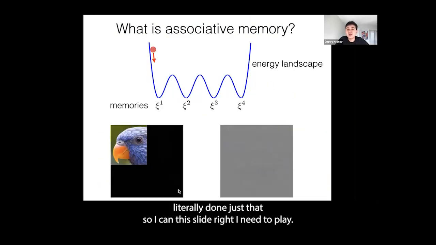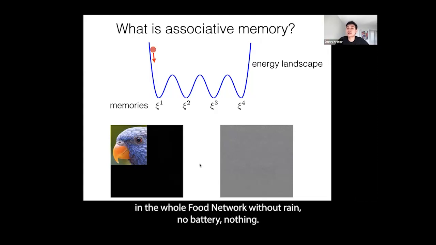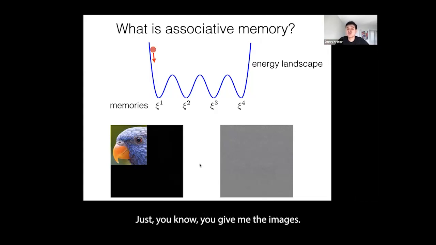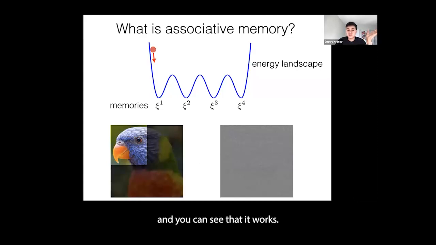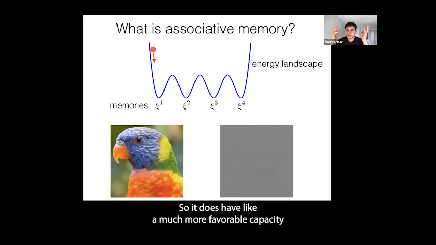Actually, let me go back to my first slide where I have literally done just that. In this slide, I took a handful of images and embedded them in the Hopfield network without training, no backprop, nothing. You give me the images, and I say my weights are equal to the pixel-wise intensities of those images. And you can see that it works. It's a modern Hopfield network, so it has much more favorable capacity compared to the old Hopfield networks, but it's trained using Hebbian learning, if you wish.